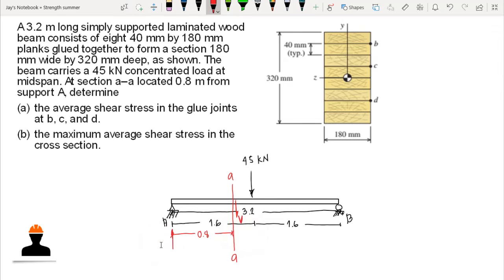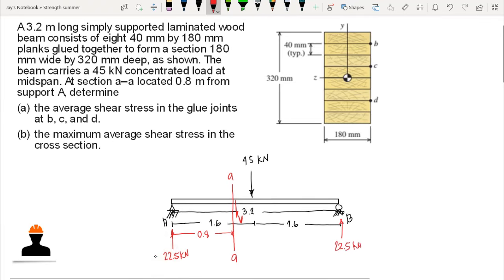Now, since this is a symmetrical beam, our 45 kilonewton is acting on the center or on the midspan. So therefore, we have our reaction at A and B is just 1/2 of 45. Then we have 22.5 kilonewton at A, and 22.5 kilonewton which is acting at B.